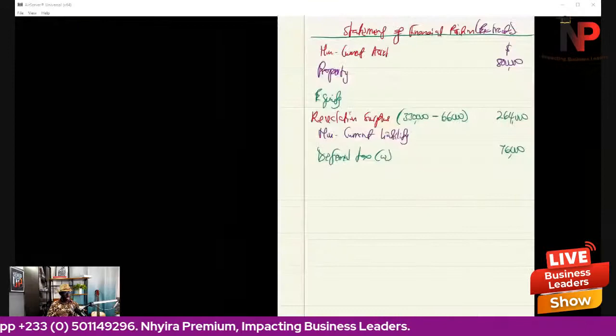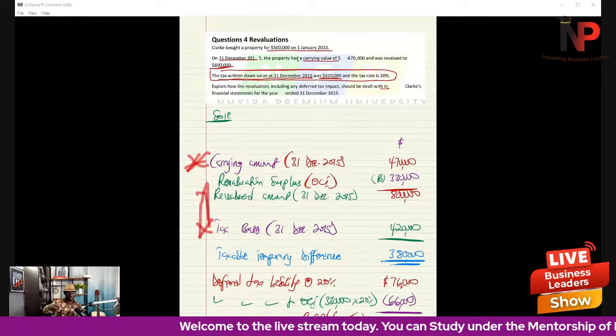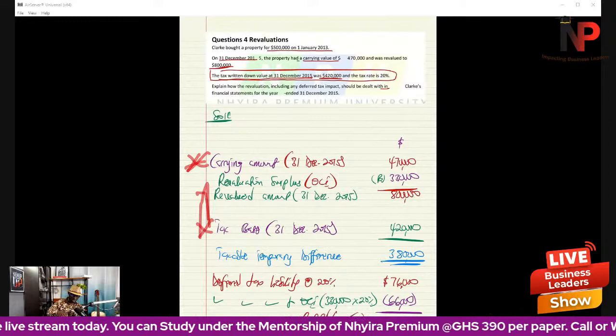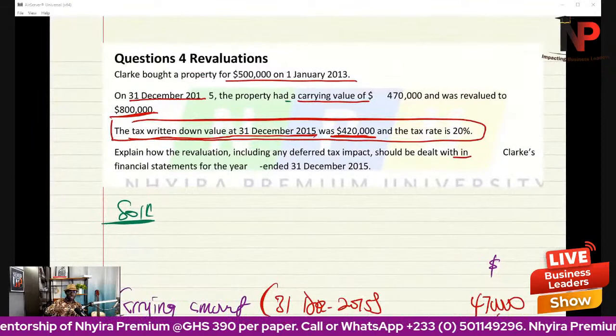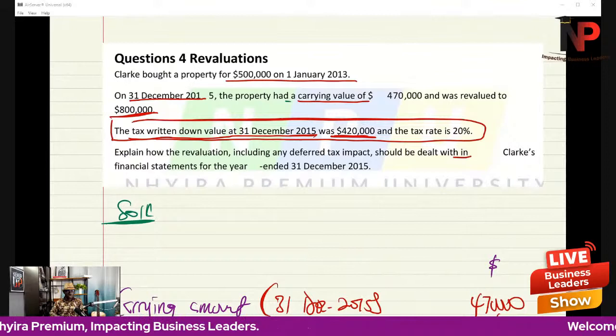Let me know if there are any other questions about this. The main thing that we want to bring to your knowledge here is the relationship between IAS 16, how you are dealing with revaluation surplus, and the tax implication, how it is also being dealt with. Remember, you can get this as a 5-mark question in the exam hall, or it could be a footnote as part of the statement of profit or loss and other comprehensive income, or as part of the footnote when you are dealing with your cash flow statement. So be careful and make sure you know about that very well.